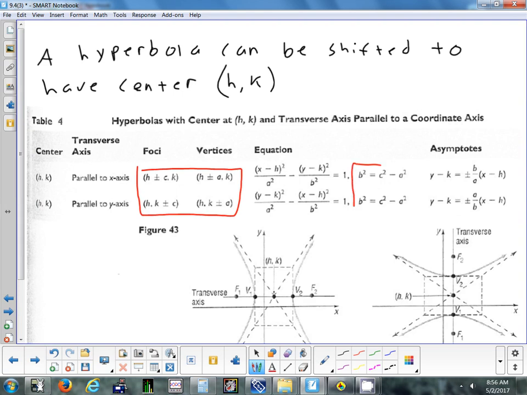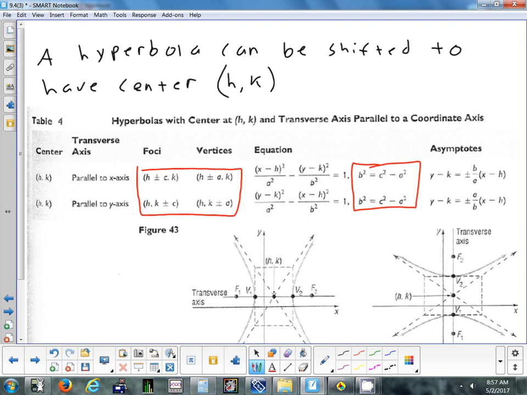This, I don't memorize either. I told you this is how the book writes it. I think of it as Pythagorean theorem. That's how I remember it. C squared equals A squared plus B squared. Okay, so you don't really need to think about that. The equations you need to know. Okay, so the two equations are important. So the top one is where your transverse axis goes in the horizontal direction. The bottom one is where your transverse axis goes in the vertical. And that's because the y is positive.